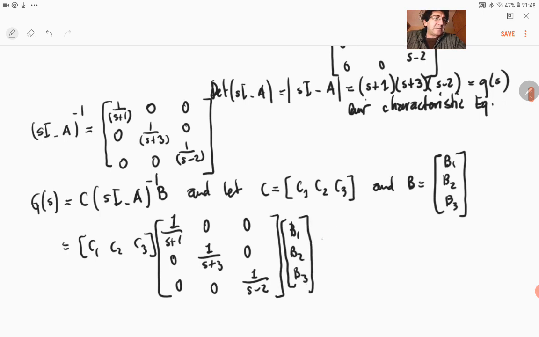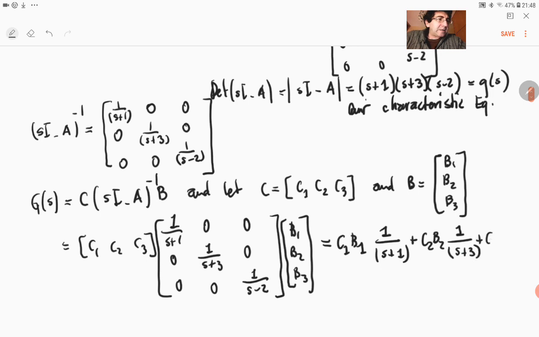If you make this multiplication, you can first multiply the second and third matrices, and then multiply with the first matrix. You will verify that, because we have a diagonal matrix in the middle, we will have this expression: C1 B1 times 1 over the first pole, s plus 1, plus C2 B2 times 1 over the second term, s plus 3, plus C3 B3 times 1 over s minus 2.